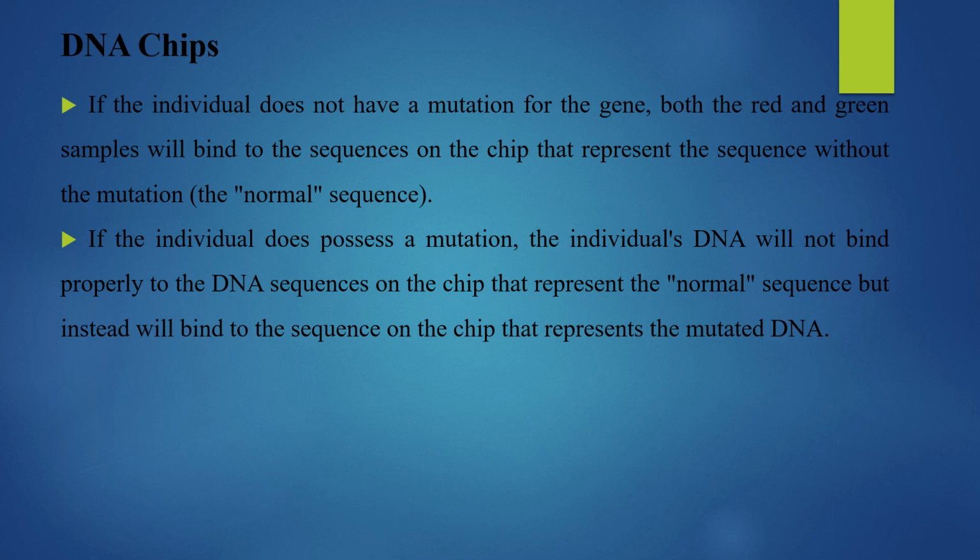However, if the individual does possess a mutation, the individual's DNA will not bind properly to the DNA sequences on the chip that represent the normal sequence, but instead will bind to the sequence on the chip that represents the mutated DNA. So on the chip you have both the normal and the abnormal. So when you introduce it and you are not able to bind to the normal, if you have a mutation, then you bind to the indicator for the mutation. That's the DNA chips.